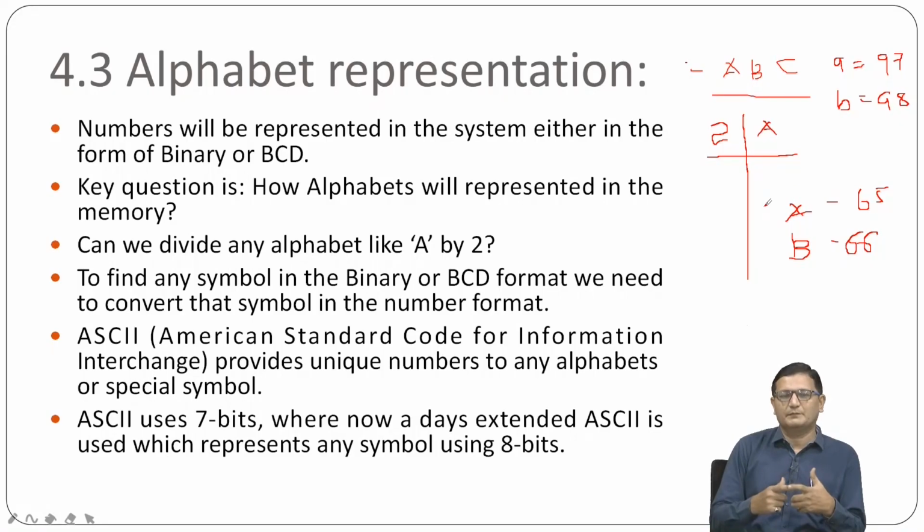And we can compute the binary only of numbers, right? So each symbol has its own unique number, and that number is called ASCII. If someone asks you, 97 is the ASCII value of small a. 98 is the ASCII value of small b. 65 is the ASCII value of capital A, right?